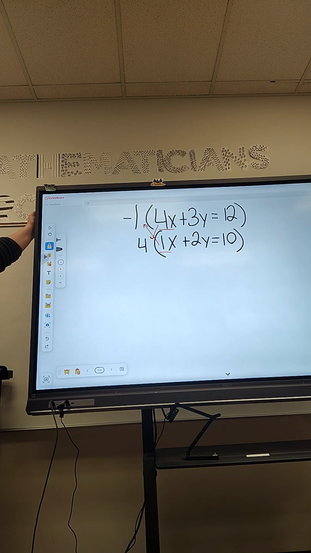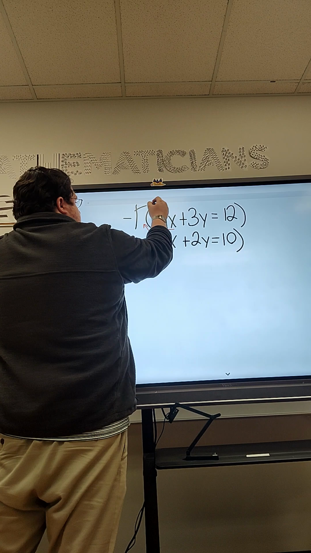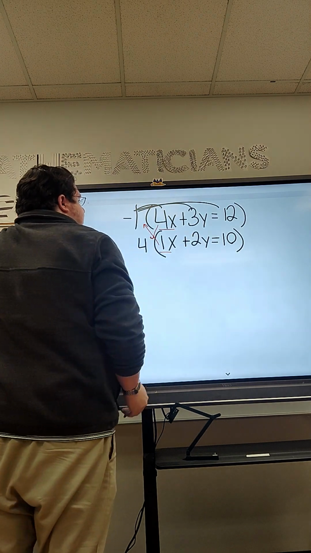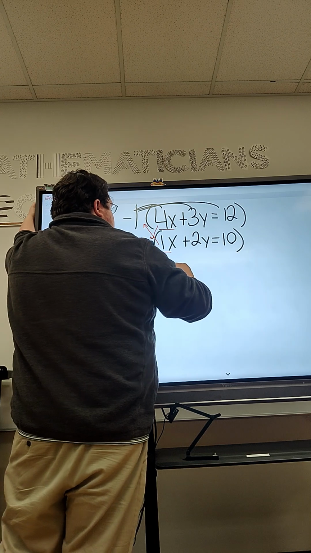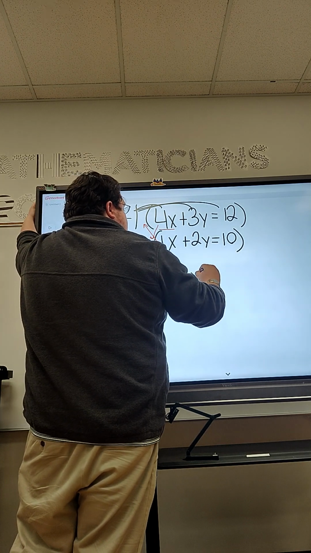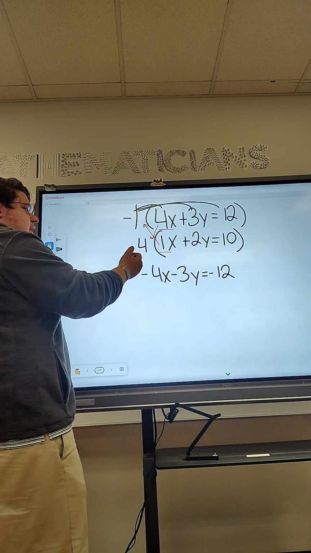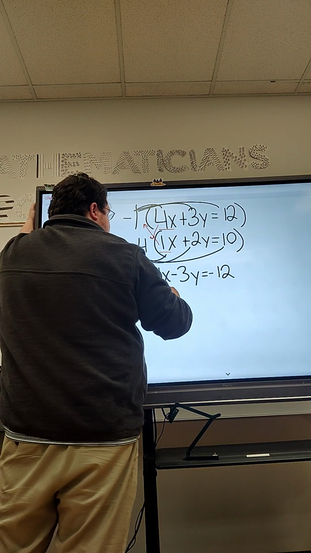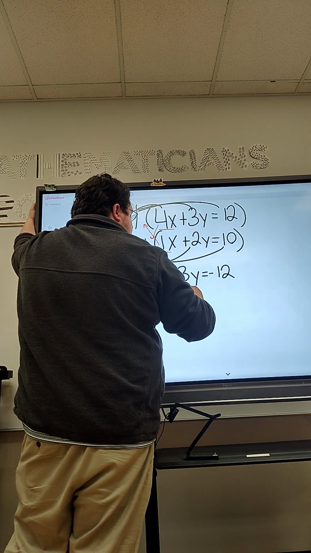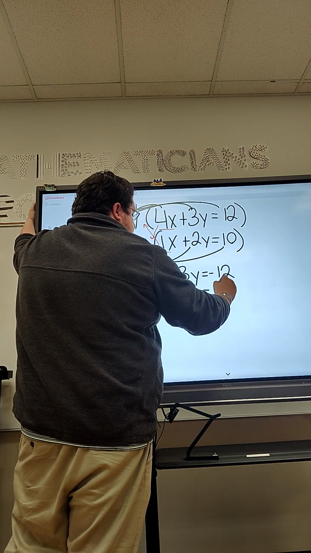Now we're actually going to distribute through. If you don't know how to distribute, go back to the distribute video and then you'll see how it works. But it's just multiplying, right? So we distribute to every number on the inside of the parentheses. That gives me negative 4x minus 3y equals negative 12. And then the same thing on the bottom, right? We distribute that 4 to everything. So that gives me 4x plus 8y equals 40.